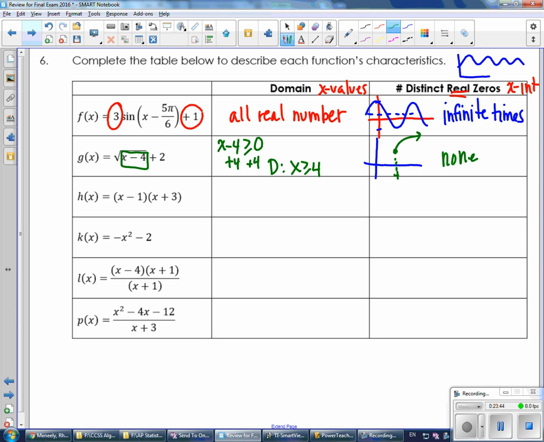H of x, we've got x minus 2 times the quantity x plus 3. Hopefully you guys recognize that this is quadratic. I'm multiplying two binomials. But this is a quadratic function. And that basically means that my domain has to be all real numbers.